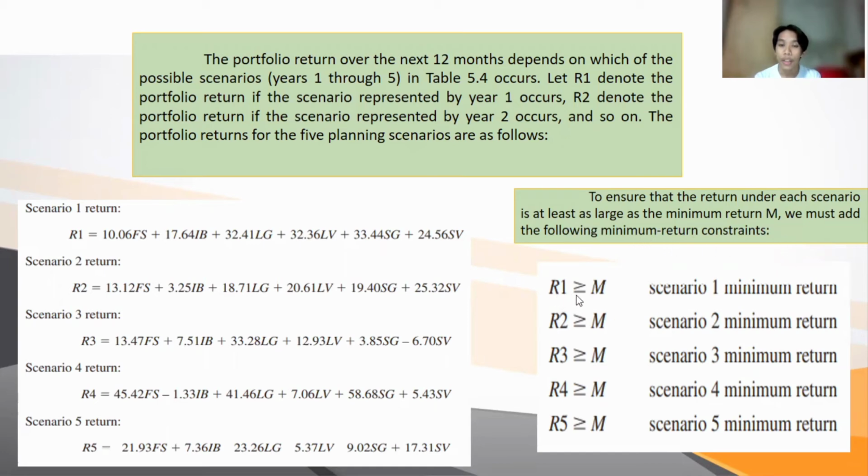First is R1 is greater than or equal to M, which is the scenario 1 minimum return. For the scenario 2 minimum return, R2 is greater than or equal to M. The next is the scenario 3 minimum return, R3 is greater than or equal to M. Then the scenario 4 minimum return is R4 is greater than or equal to M. Then the scenario 5 minimum return, R5 is greater than or equal to M.